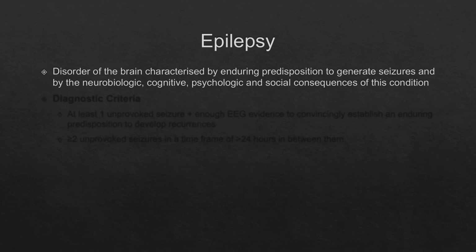Enduring predisposition to generate seizures means the child is having some abnormality because of which the child is prone to developing recurrent seizures. That is called epilepsy. And the seizures alone are not epilepsy. Epilepsy also refers to the consequences of seizures. What are the consequences? The consequences can be neurobiologic, the consequences can be cognitive, the consequences can be psychological, and the consequences can be social also.